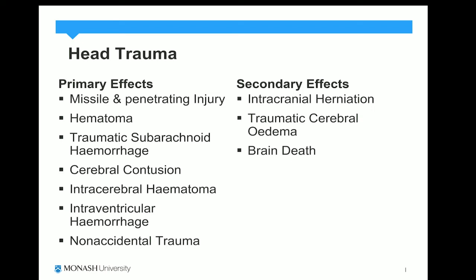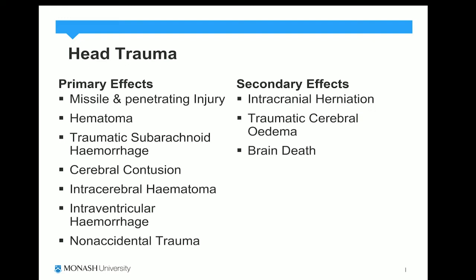So with head trauma, we can have primary and secondary effects. The primary effects are normally penetrating injury, so it's a missile type of injury like a gunshot wound to the head, and this can result in bleeding, a hematoma, and then you could have traumatic subarachnoid hemorrhage, contusion, intracerebral hematoma, intraventricular hemorrhage, or it can also be because of non-accidental trauma in the pediatric patient.